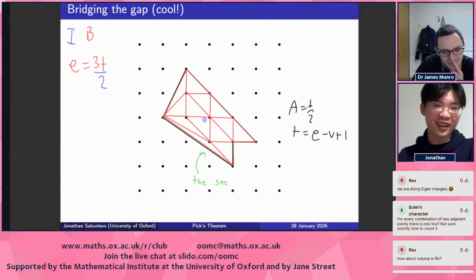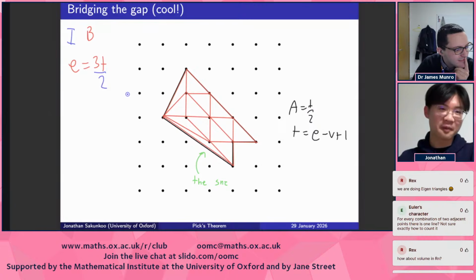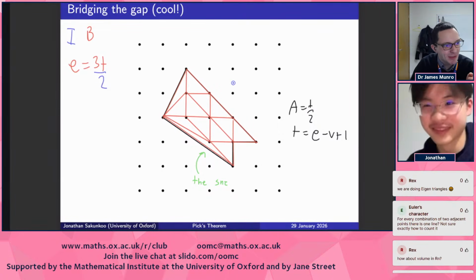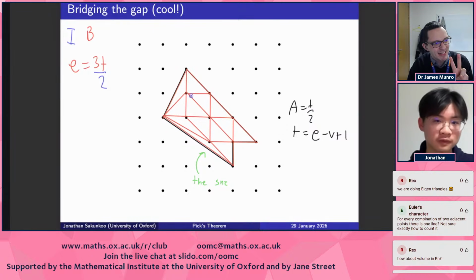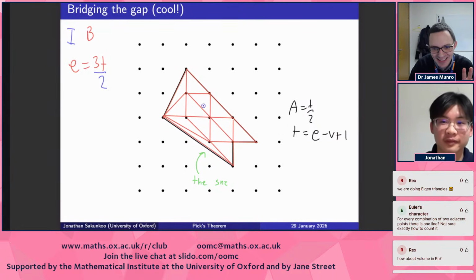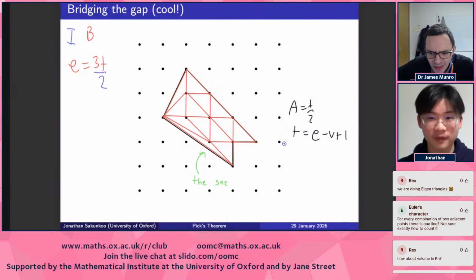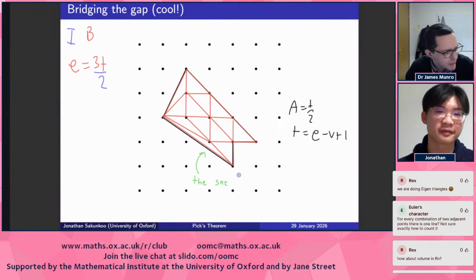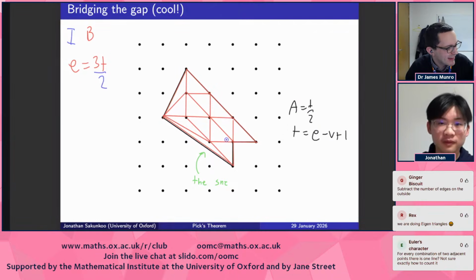But actually, this is not quite right either. Does anyone see what might be wrong with 3T over 2? I really want chat to join in. The number of edges in the diagram is not 3T because some of the triangles are put together, and it's not 3T over 2 because this is not just double counting. It's not always the case that 2 triangles meet at an edge, but we're close. How do we fix that? It's almost always the case that edges are 2 triangles meeting together.